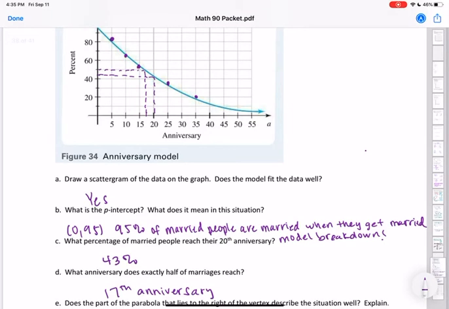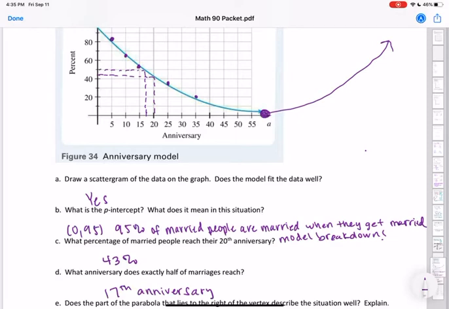And then finally, we have, does the part of the parabola that lies to the right of the vertex describe the situation well? And this is a very strange question. I think that what they're trying to get at is that this isn't quite a parabola. They've just shown you like half of a parabola, because we learned that the lowest point is that vertex. So if this were to continue back up, would that represent the situation well?